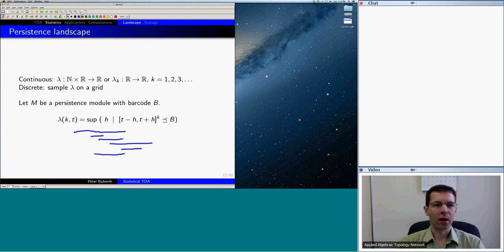Let me give a value of t here. So this is up here. And k is equal to 2. All right, corresponding value of the persistence landscape. So how we look at intervals centered on t, and what's the largest interval centered on t?